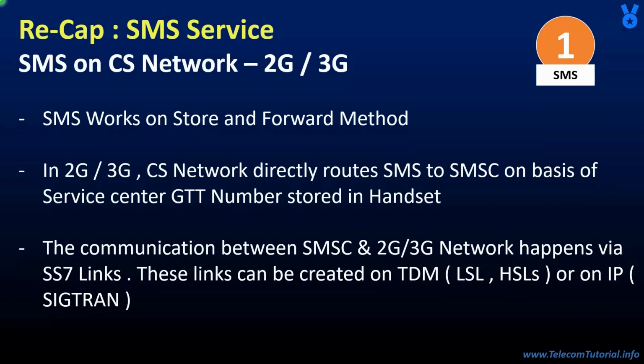Now is the time for recap. SMS on CS network. SMS works on store and forward method. In 2G 3G, the CS network directly routes SMS to the SMSE on the basis of the service center GTT number, which is stored in the handset. The communication between SMSE and 2G 3G network happens via SS7 link. This link can be created on TDM, it can be LSL, it can be HSL, or it can also be created on IP over SIGTRAN.